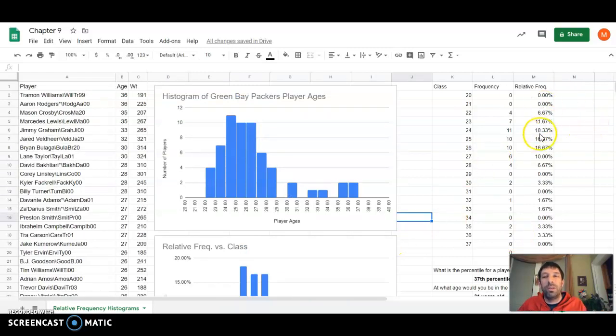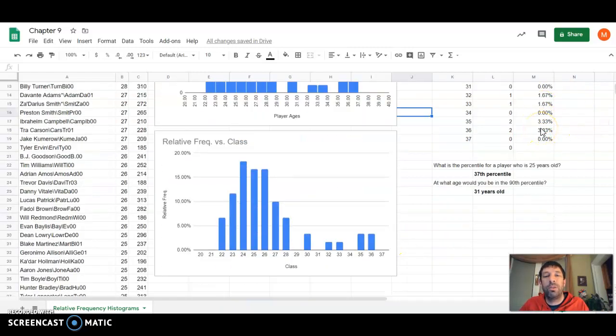So we use the relative frequency table for that. We could also use our relative frequency histogram for that. We would just go through and add up all the values until we got to 90%. Or if we were looking for the player who's 25 years old, we would just count up the percentages that were below that. So 18.33, 11.67, and 6.67. And then that would give us the percentile for the 25-year-old. Okay? And that's basically all there is to percentiles.